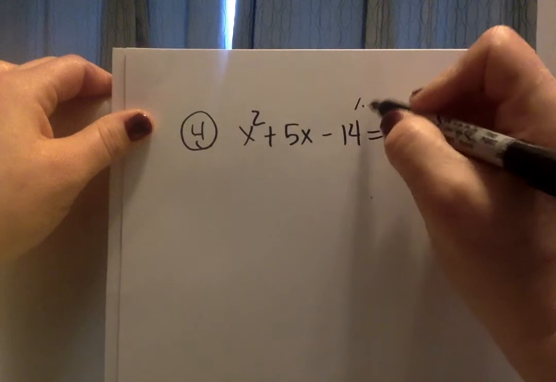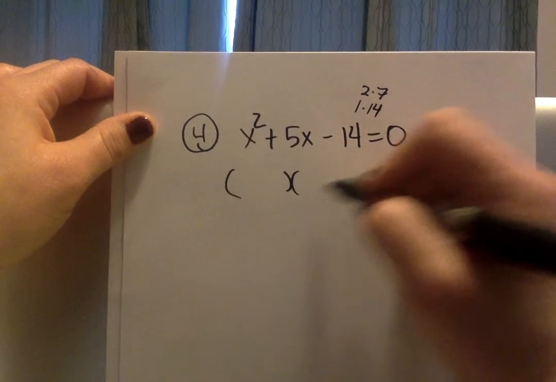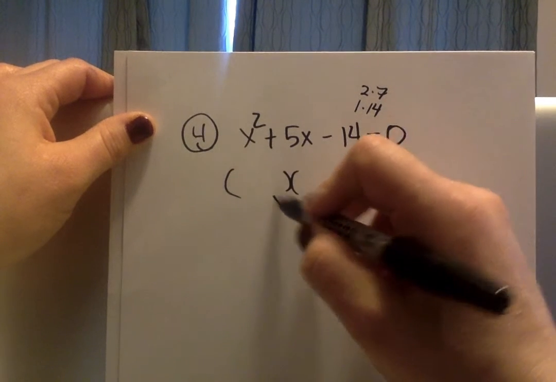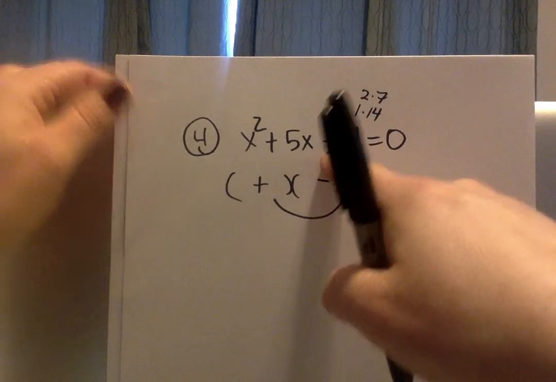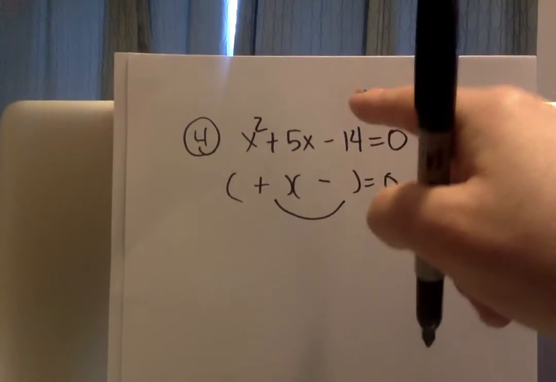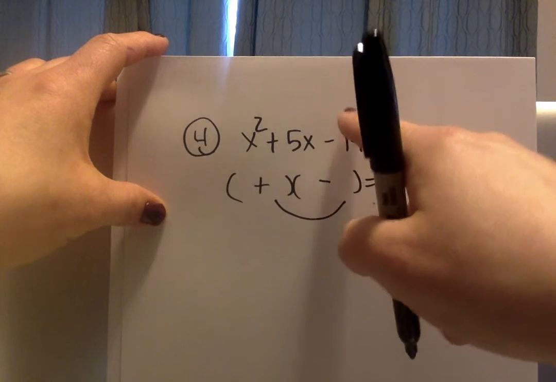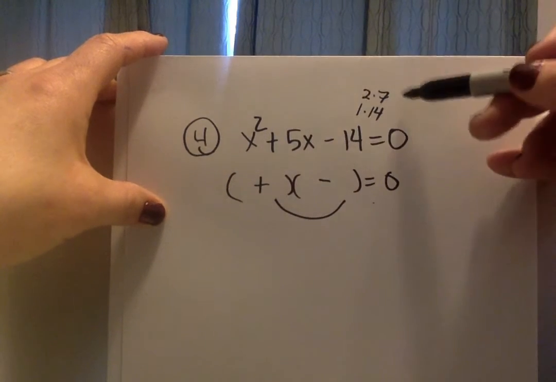So we have 1 times 14 and 2 times 7. Because 14 is negative, when we multiply these, one has to be positive, one has to be negative. So we have to get to 5. 1 and 14, if I take 14 minus 1 or 1 minus 14, that's not going to get us to 5, but 2 and 7 will work.